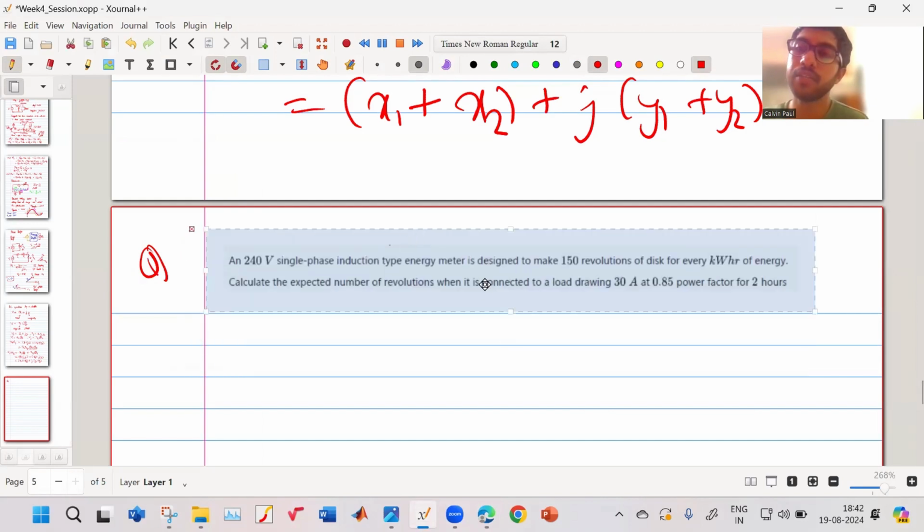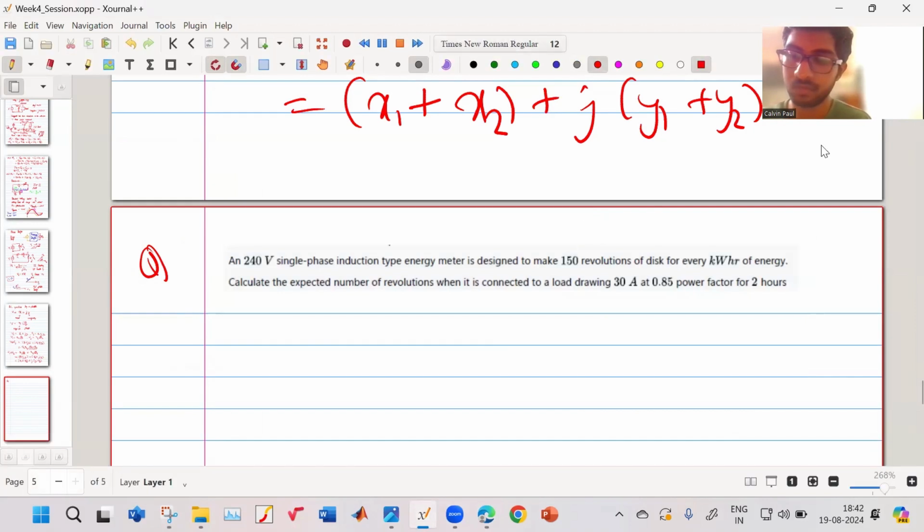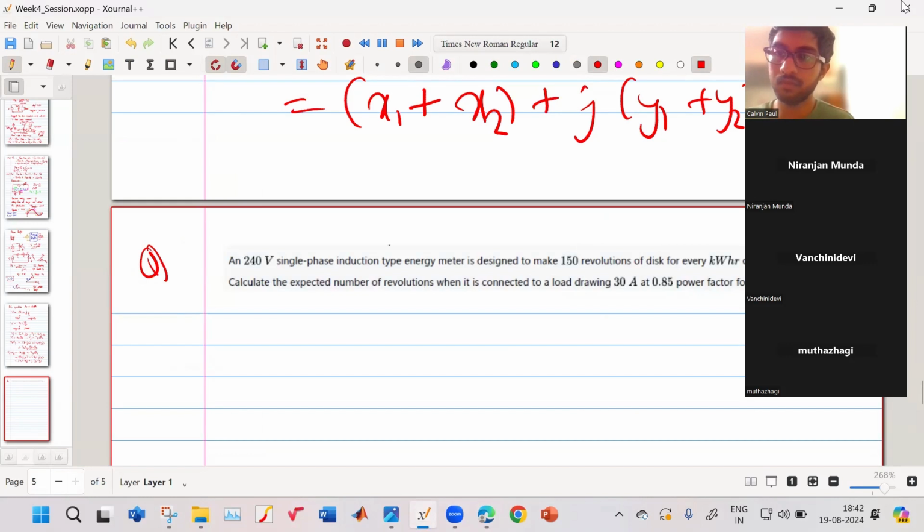So all of you have your calculator with you? I hope you all have your calculator because you have to do the calculations.